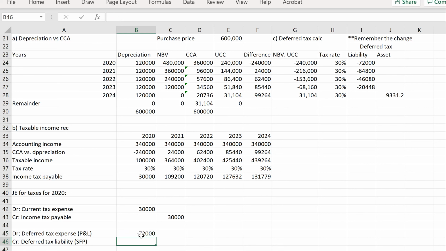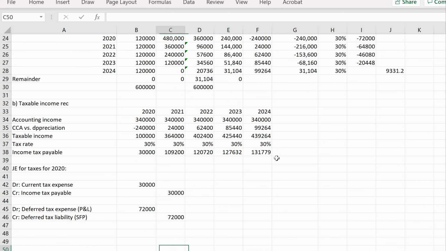And the reason that this is a liability, just ignore the sign there. The reason that this is a liability is because of the fact that we have a higher net book value than UCC, meaning that there's more we can deduct for accounting purposes in the future versus tax purposes, meaning that we're going to have add backs. We have less that we can deduct for tax purposes in the future because we've deducted that much already.